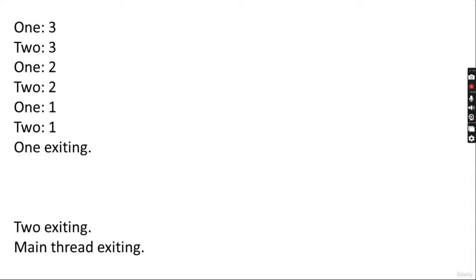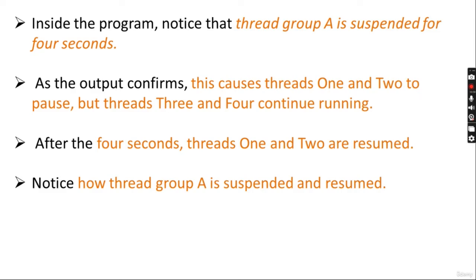So next, 1 3 2 3 2 1. After join is called, all 5 times iteration is done and they are displayed one by one, and after all threads execution is finished 5 times, first of all 1 will exit, then 2 will exit, and then main thread will be exited.